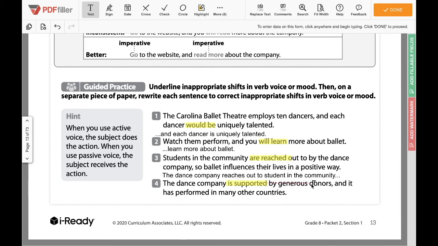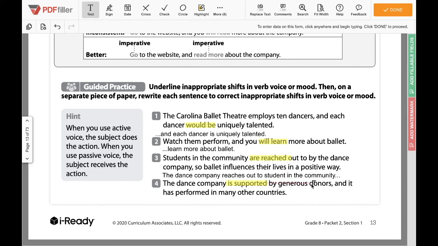So ballet influences their lives in a positive way. Because ballet influences is active voice. Students in the community are reached out to is passive voice. So when we say the dance company reaches out and ballet influences, that changes both of those to active voice.